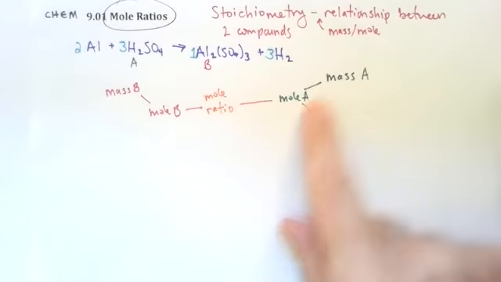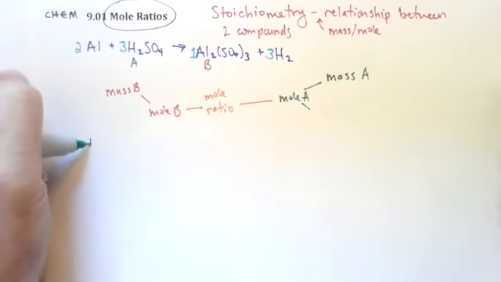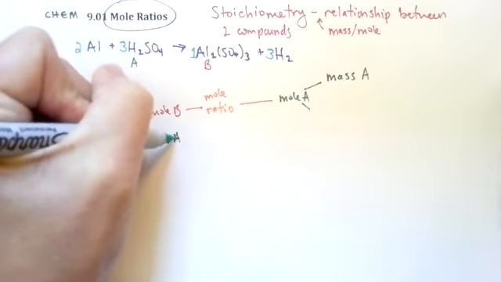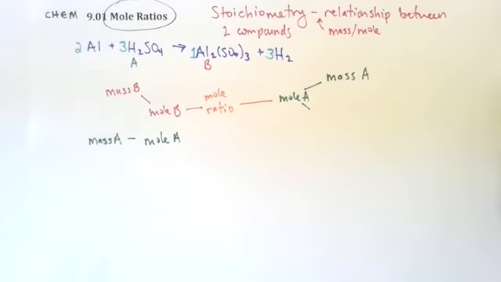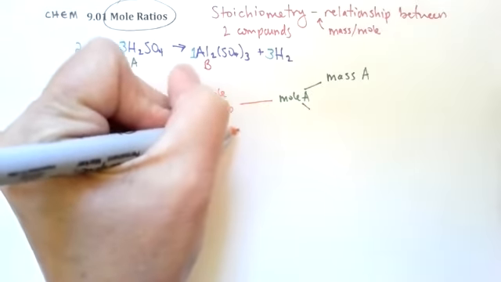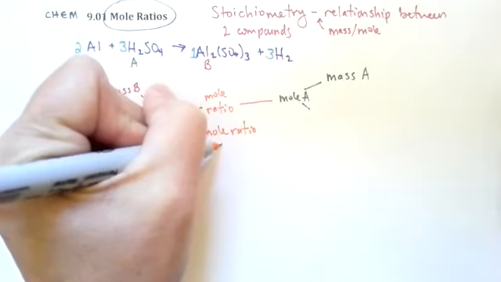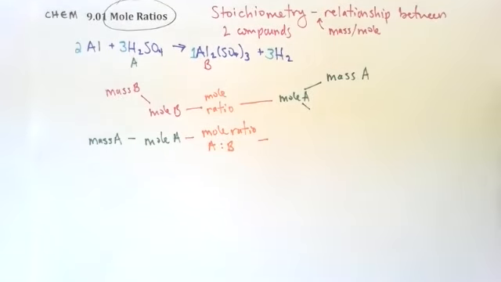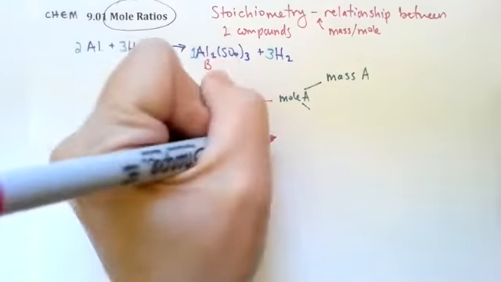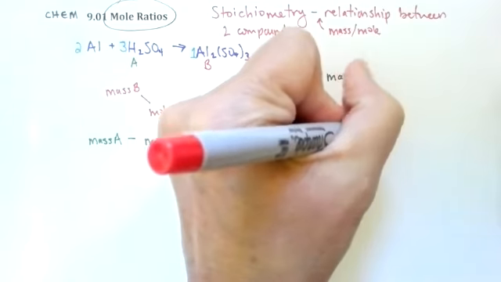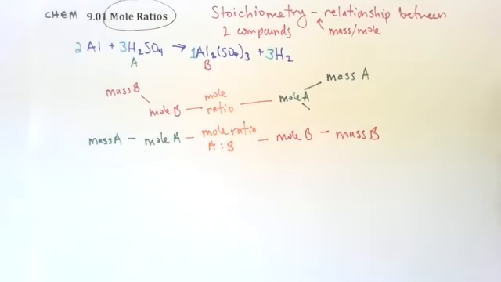You guys had this handy dandy diagram. So if we were going to redraw this, and I was going to draw it correctly from left to right, I would have the mass of A. And I'm going to go to the moles of A. And then I've got the mole ratio of A to B. Then this takes me to moles of B and mass of B. And when I say B, I'm talking about compound B.